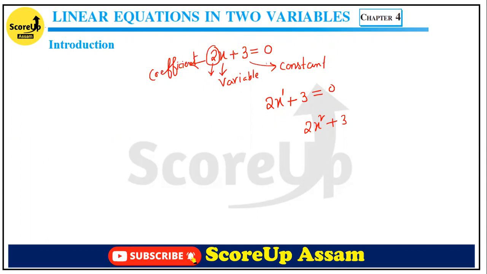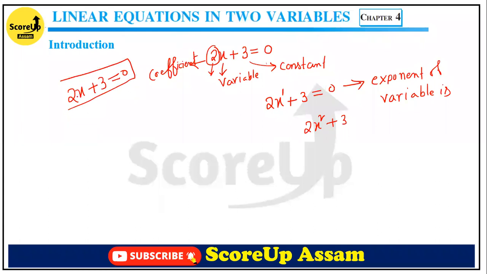The exponent of the variable is 1. Okay, shall I explain? Don't worry. So you have come across something like this in class 8, plus 3, right? This is one equation. Why is it a linear equation? Because the power of the variable is 1. That's why it is called a linear equation.